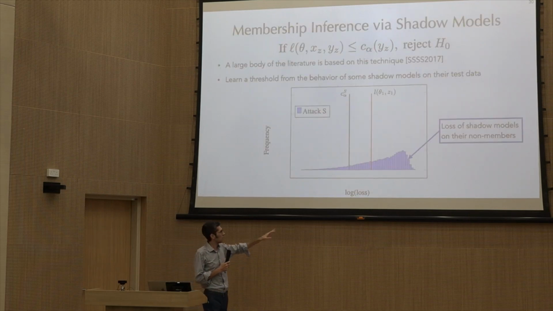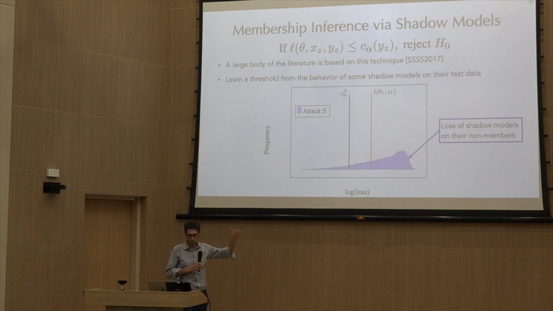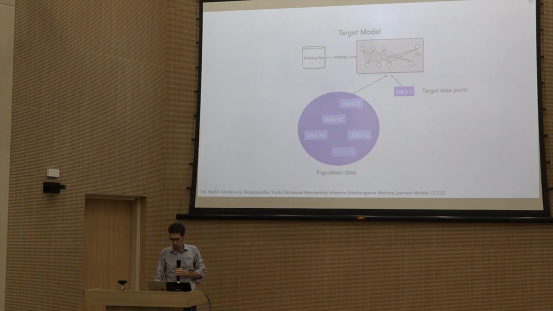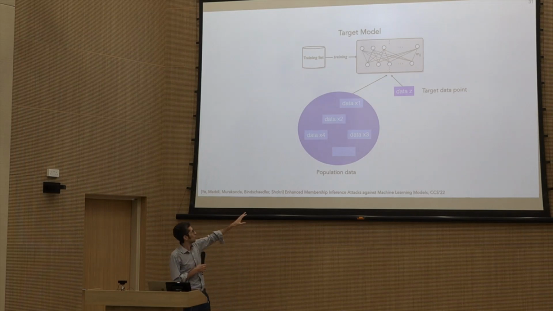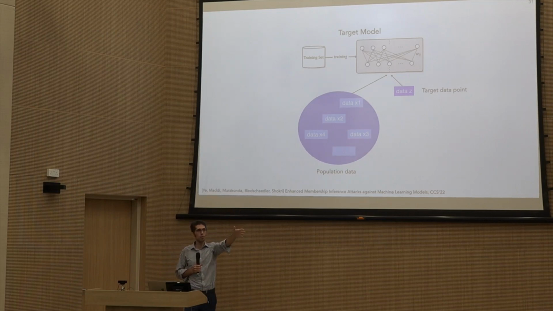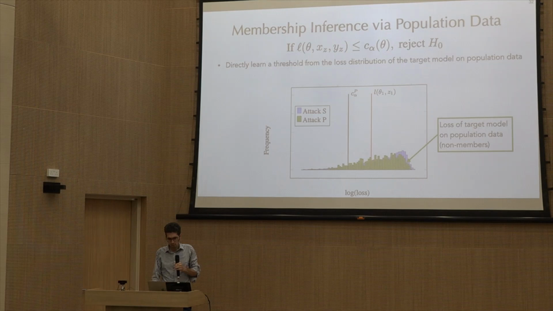So basically what I do is get data from the population, get the distribution of that, and compute the threshold. This is exactly the same thing that I said. We have population data, we look at the error that the target model makes on the population data, and then you see on your target data point where you are in that histogram. Okay, so this is the attack.